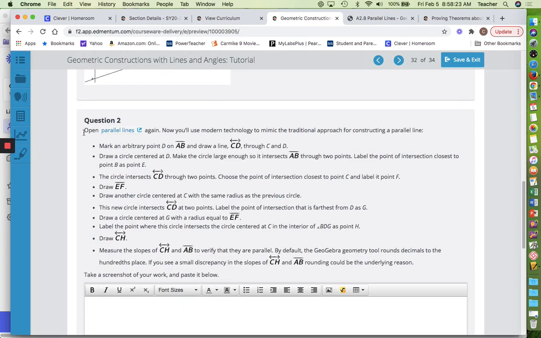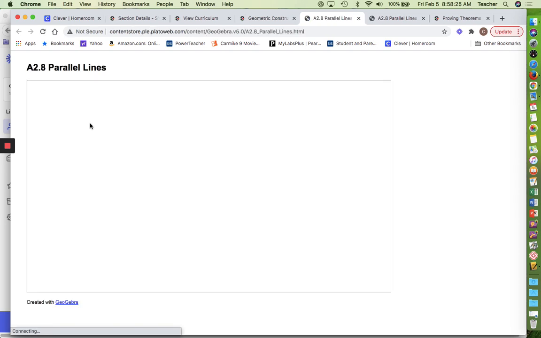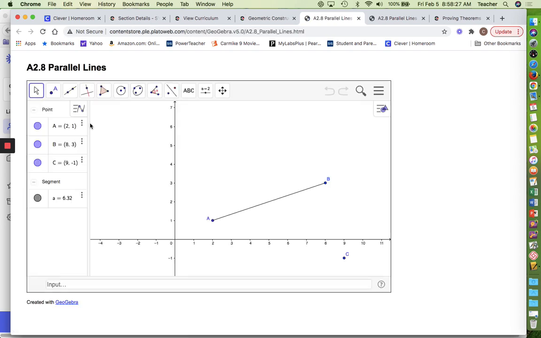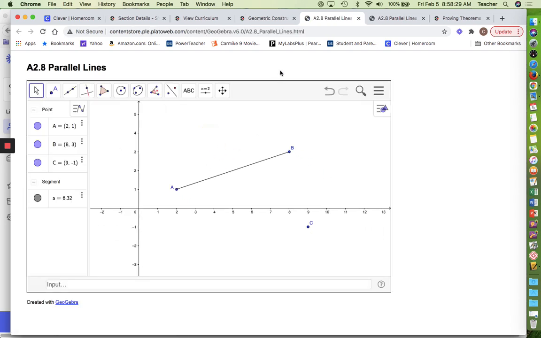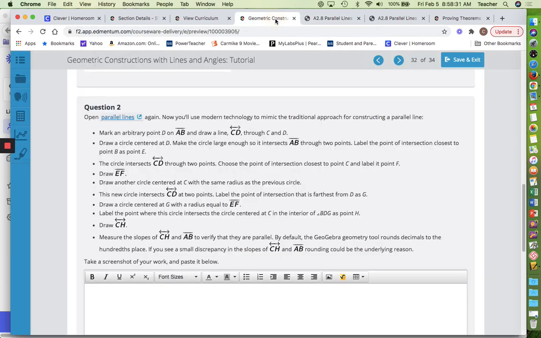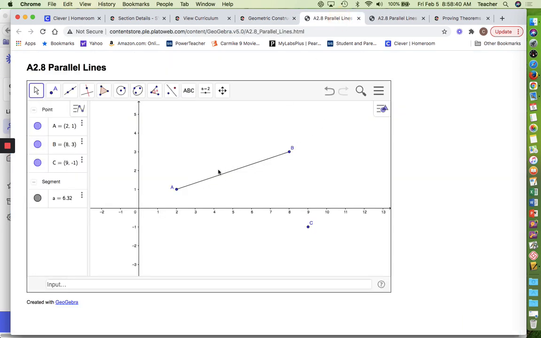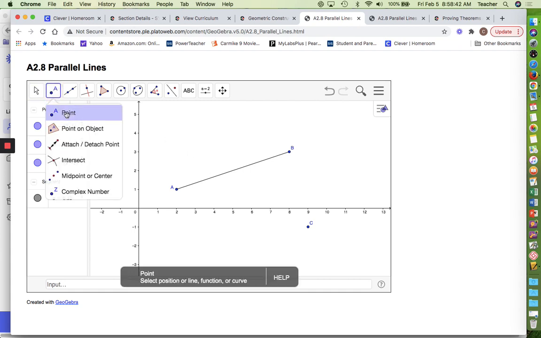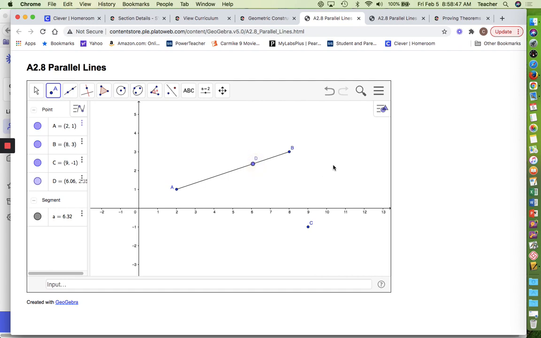Okay, so looks like we're going to open up the same GeoGebra thing again, except they want me to do it their way. Okay, well that's fine, we're going to get the exact same figure. All right, so let's see. Mark an arbitrary point D on AB. All right, so there's my AB, and we'll make a point D somewhere on there. Arbitrary just means wherever you want it to be. So there's where I want it to be.